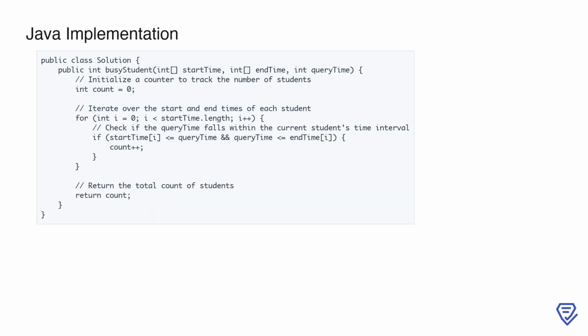This is the Java implementation of LeetCode problem number 1450. The logic mirrors the Python solution, where we iterate over the start and end times of each student and count how many students are doing homework at the given query time. Key differences in Java include explicit type declarations for arrays and variables, as well as the use of standard Java syntax for loops and conditionals. The method is implemented within a class named Solution to conform to LeetCode's structure.